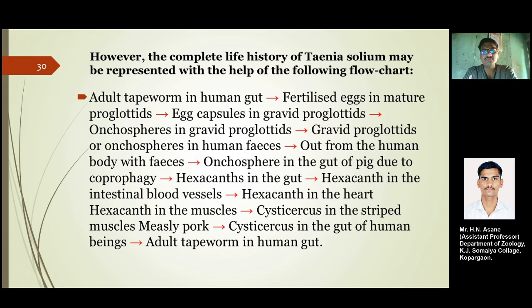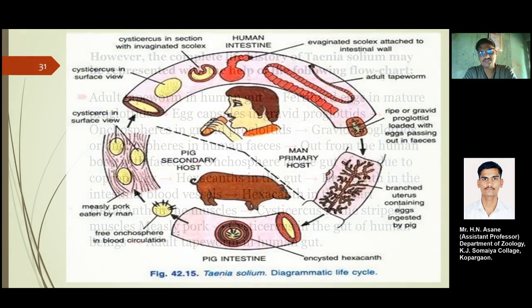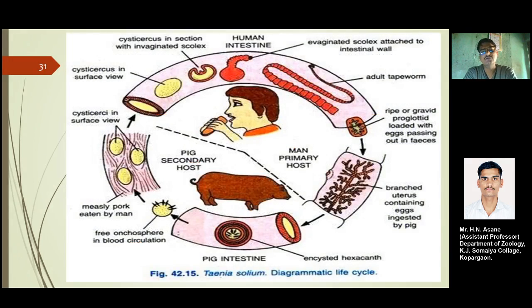Okay, and then the adult tapeworm is again formed, and it will continue its life journey. Then again it will be a ripe gravid proglottid, loaded with eggs, passed out in the feces. And again that proglottid is gravid with a branched uterus containing the eggs, which will be ingested by a new pig, and again the life journey of this particular parasite Taenia solium is going to continue.